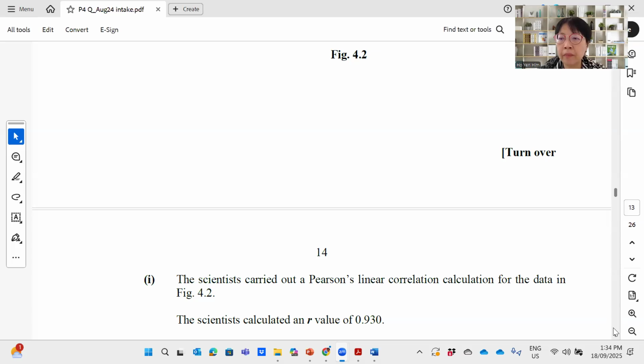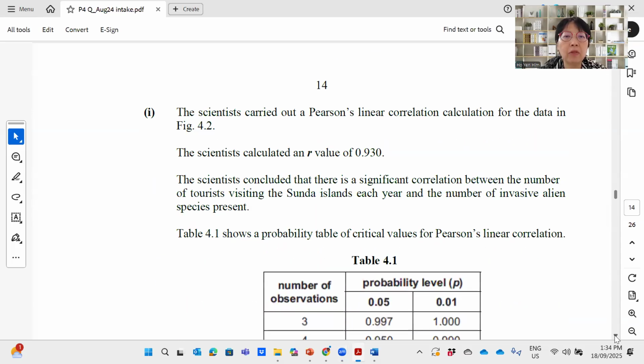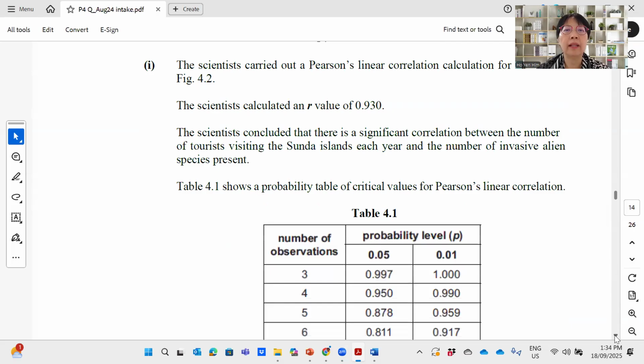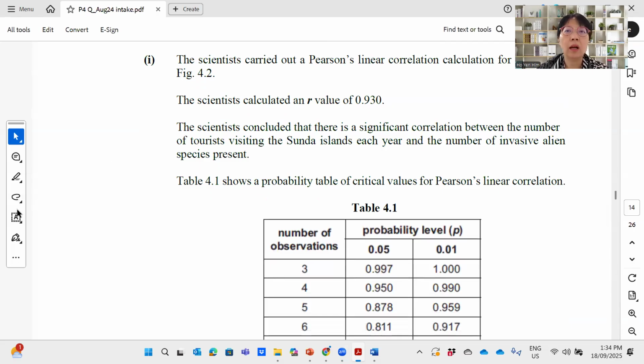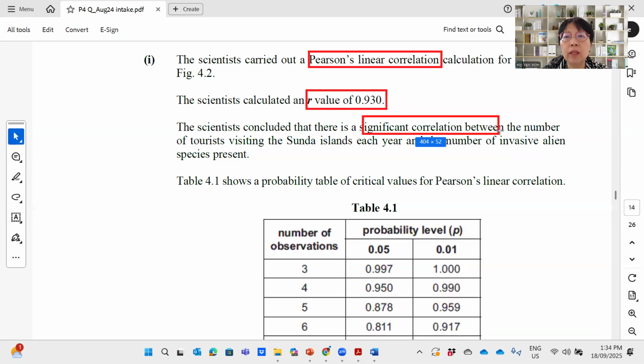Okay. Right. So calculation has been done for you. You only need to do the analysis here. So Pearson linear correlation has been carried out, calculation. And the scientists got the R value is 0.930. Okay, so the scientists concluded that there is a significant correlation between the number of tourists and number of invasive alien species. So table 4.1 shows the table of critical values for Pearson linear correlation.